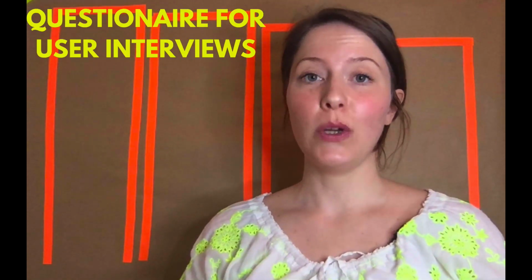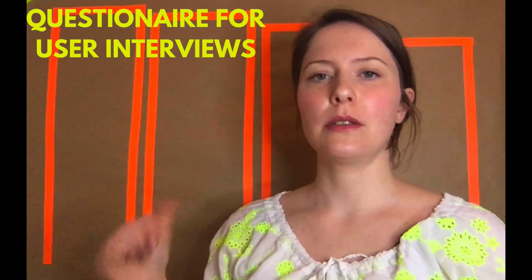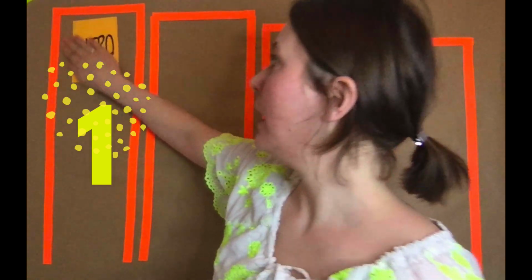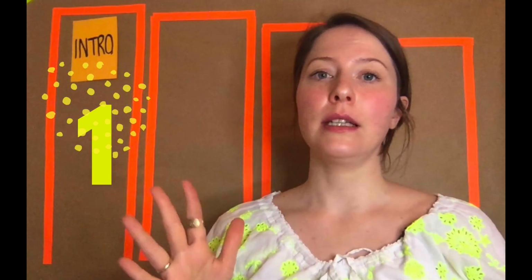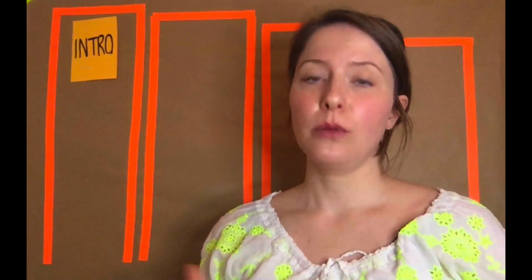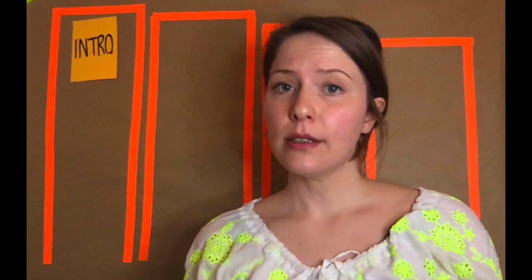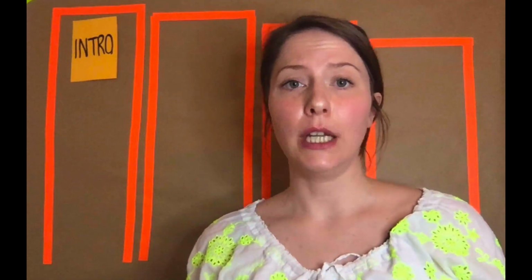Now we want to go into the 4 columns. So column number 1 is the introduction part. Really think about 3 to 5 things you want to say to make your user gain trust, feel comfortable, and really, really open up.